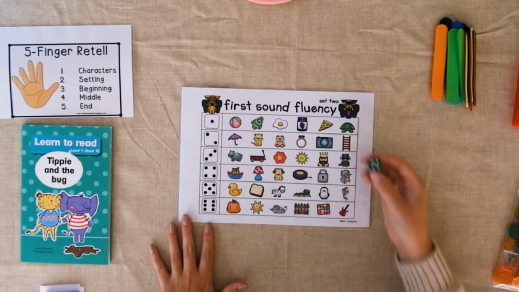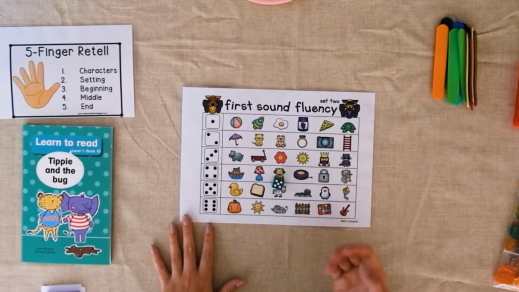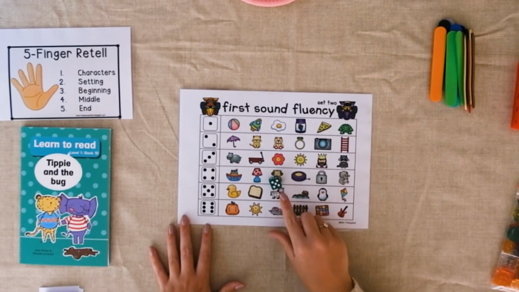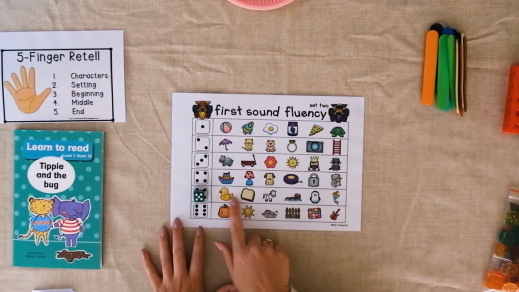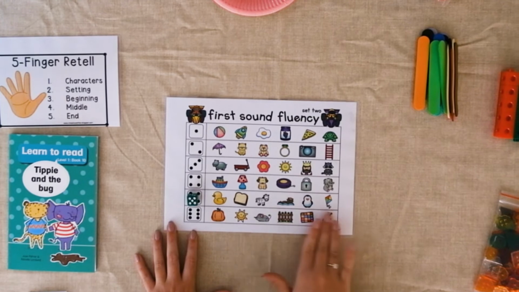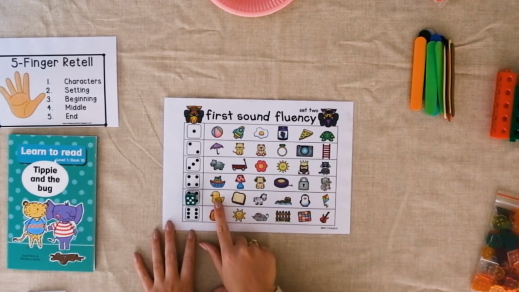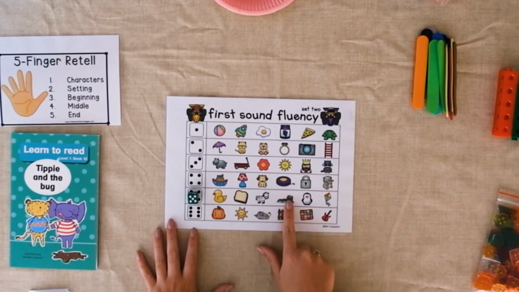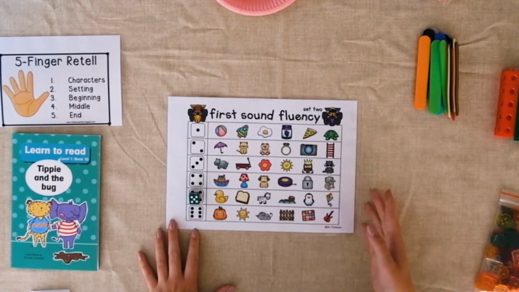In this activity, what you do is you roll the dice. Okay, so we have a number 5. So you go to number 5, you look at the pictures, and then you just say the first sound of each of the pictures. So d, b, z, a, p, k.